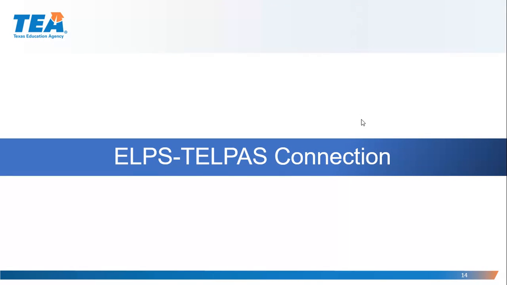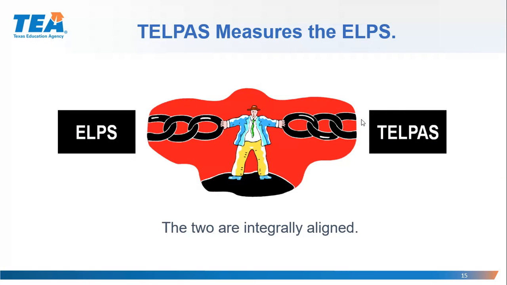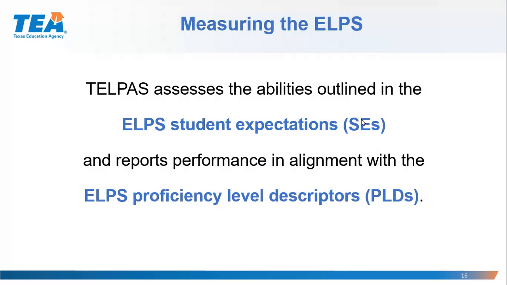What is the ELPS and the TELPAS connection? The ELPS is to TELPAS what the TEKS are to STAAR. That means that the ELPS are the objectives and the TELPAS is the assessment of those objectives.